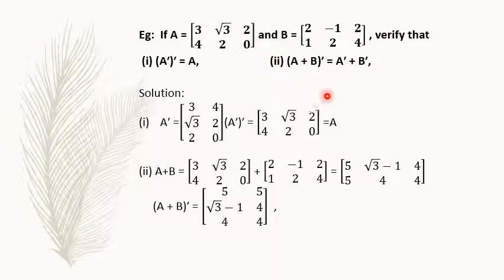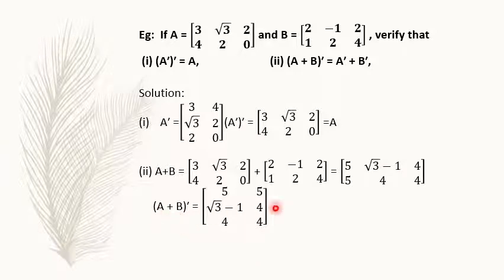Next, to verify the second property, we find A plus B. A and B have the same order, so we can add A and B. A plus B becomes this. 3 plus 2, 5. Root 3 plus minus 1, root 3 minus 1. 2 plus 2, 4. 4 plus 1, 5. 2 plus 2, 4. 0 plus 4, 4.